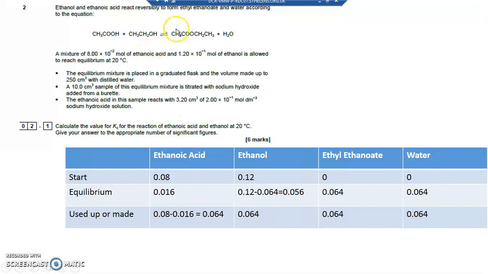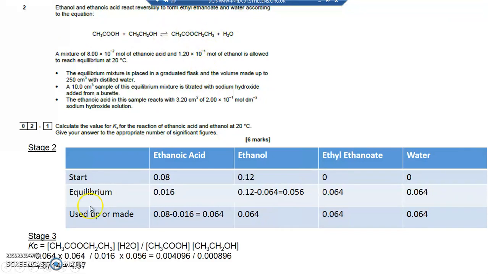The last bit, the Kc. The Kc is the concentration of ethyl ethanoate multiplied by the concentration of water, divided by the concentration of ethanoic acid, and divided by the concentration of ethanol. There's no numbers in front, there's just ones in front, so each of these concentrations is to the power 1. So that's my Kc, the concentration of ethyl ethanoate multiplied by the concentration of water, divided by the concentration of ethanoic acid and the concentration of ethanol. Straightforward expression for a Kc from an equation at equilibrium.